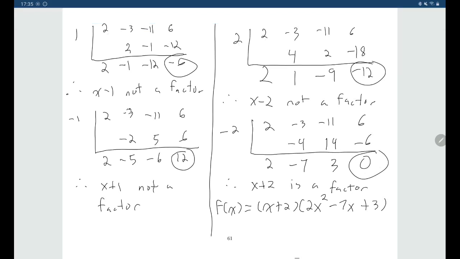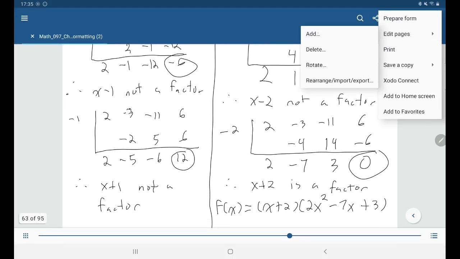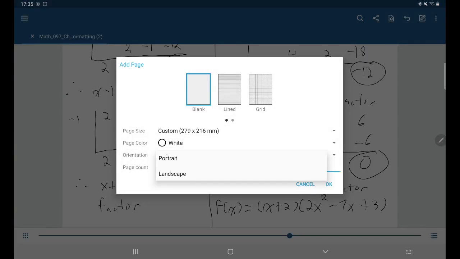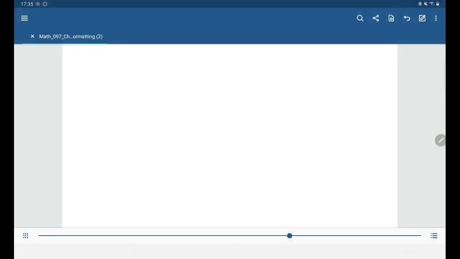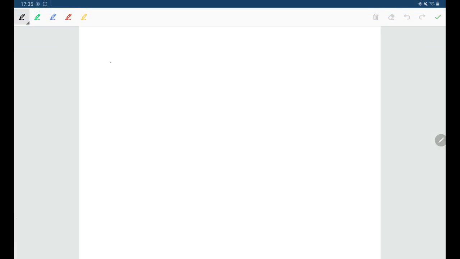So we just need to now continue to factor, and I'll just add an extra page on in here to give myself some room. So we have that f of x was x plus 2 multiplied by 2x squared minus 7x plus 3.